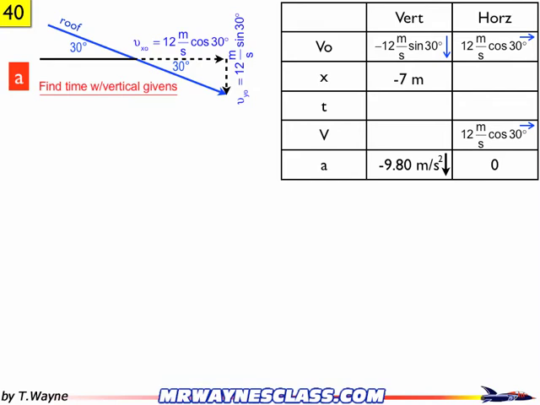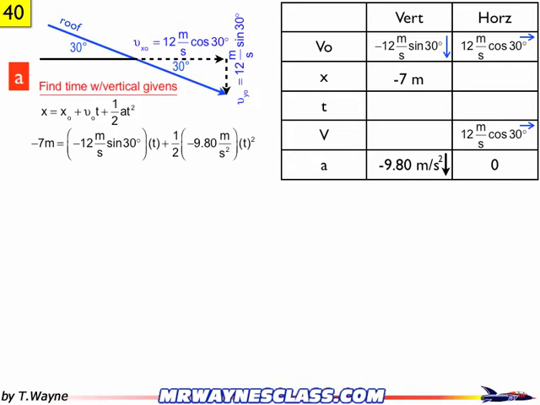I need an equation with x, v naught, t, and a in it. So the equation I'm going to choose is x equals x naught plus v naught t plus 1/2 a t squared. Putting in my numbers with all the negative signs, it's negative 7 meters is equal to the quantity of negative 12 meters per second sine 30 times t plus 1/2 negative 9.8 meters per second squared times t squared. So make sure in this step you're showing the numbers and the units.